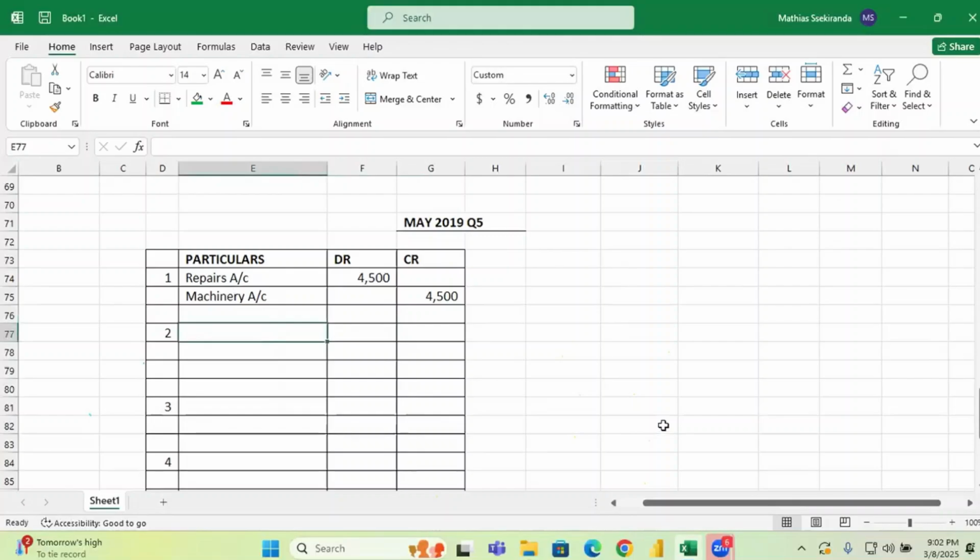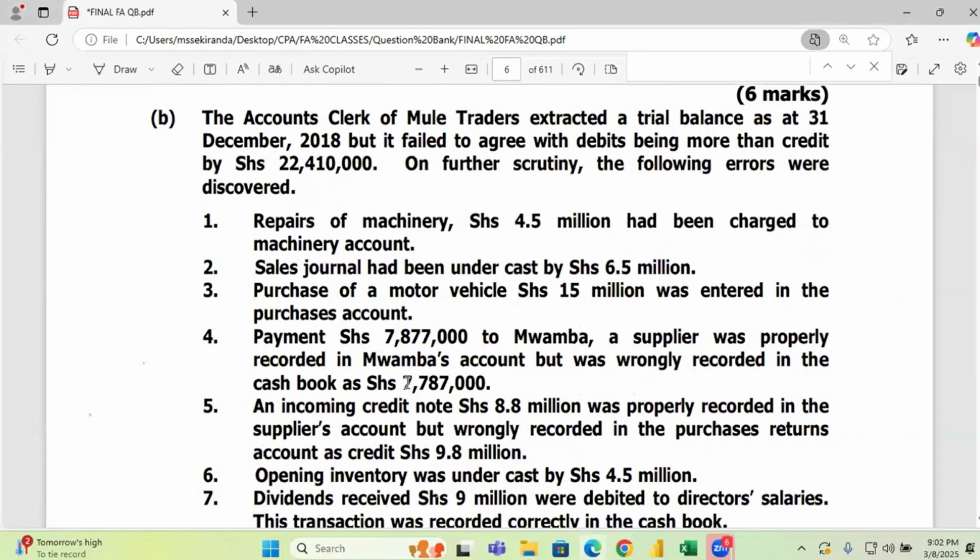Okay. Note number 2, the sales journal had been undercast by 6.5. The same issue we had in the first number. This is an error being made in the journal. Therefore, it will affect the 2 ledgers that are affected by the sales journal, okay? And those ledgers, we know them very well. That is the receivables account and the sales account.